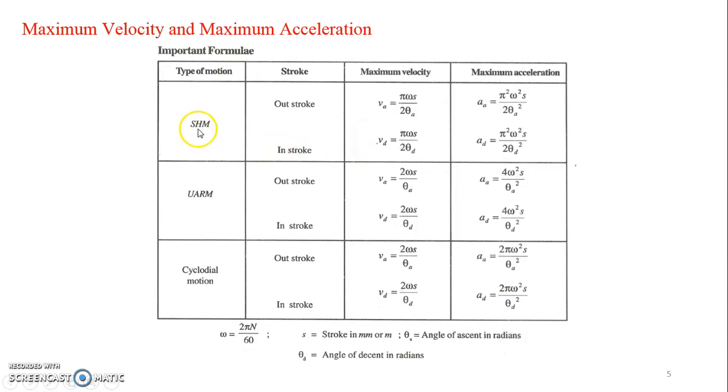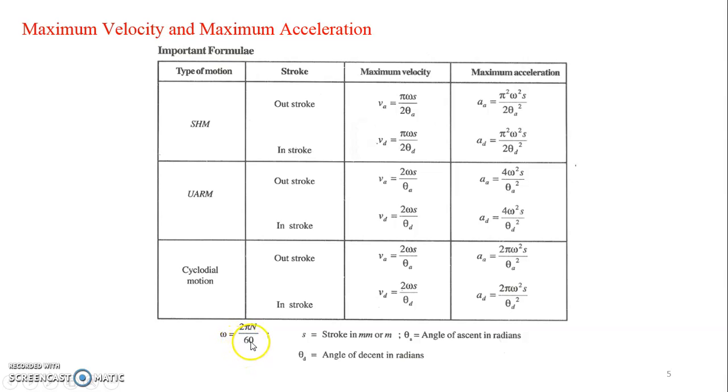Now, if I take the first one, simple harmonic motion, maximum velocity VA is equal to pi omega s by 2 theta A. Here, pi, you know what pi is. Omega is nothing but the angular velocity, which is given at the bottom.